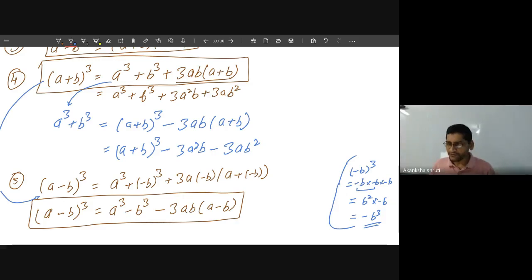So just keep only one thing in mind, and you have to remember, if there is an odd power of a negative, that becomes negative. If there is an even power of a negative term, that becomes positive. Okay, student? So it is this one.